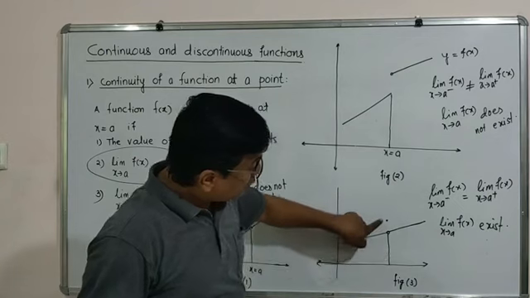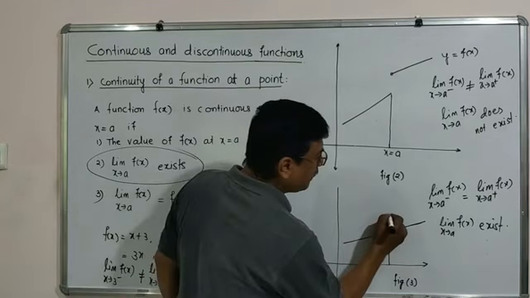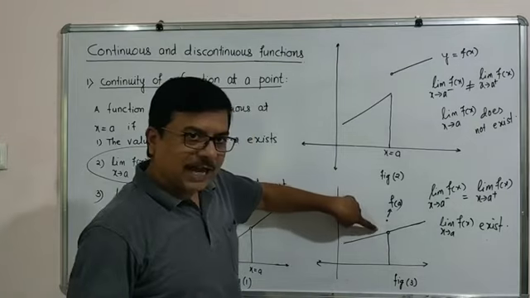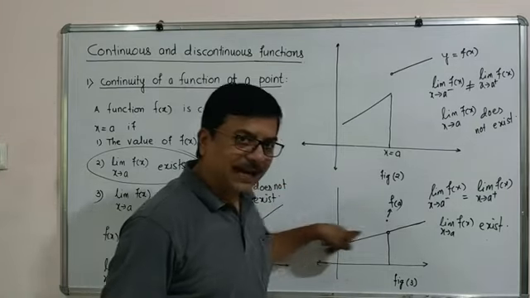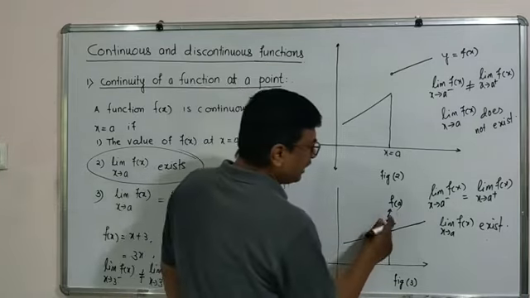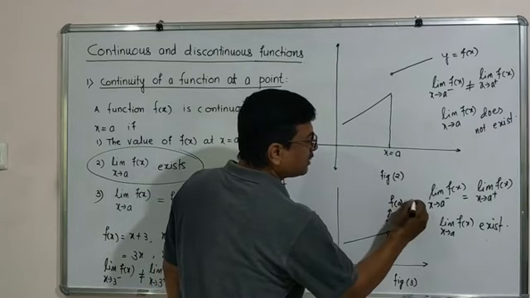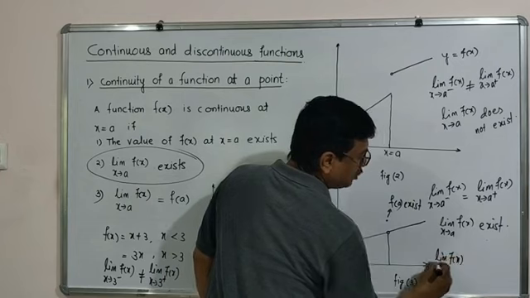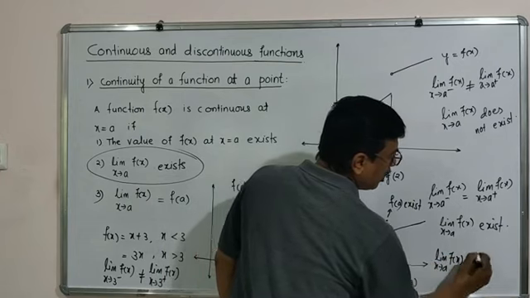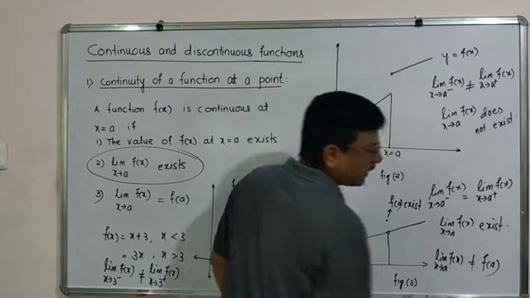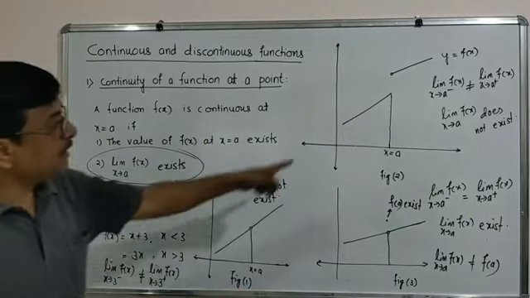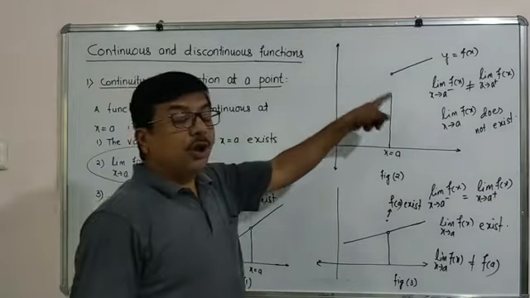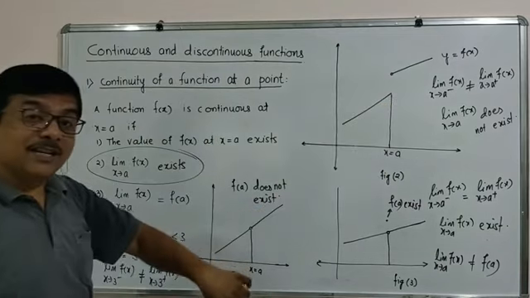the value of function f of x, this is f of a, which is different from the line. It is not in that line. It means we can say that f of a also exists and limit of f of x as x tends to a is not equal to f of a. Means in these three figures we can say that the function is not continuous because of the reasons.